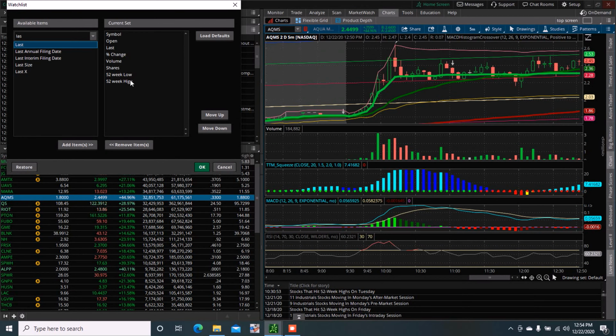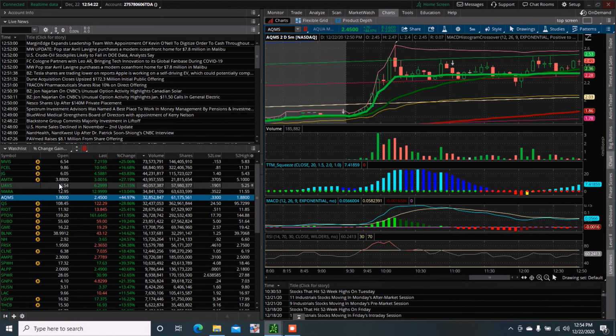Now, let me explain to you why I have it this way. This shows me what the stock opened at right here. This shows me what the stock is currently at. This shows me the percent change. This shows me the volume. On Thinkorswim, they do not have a low float or a float number, meaning how many shares are available to be traded. The shares on Thinkorswim are very similar to the float.